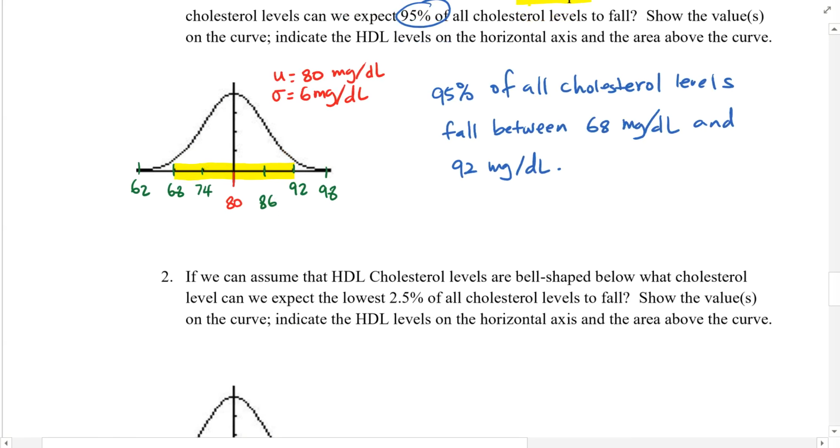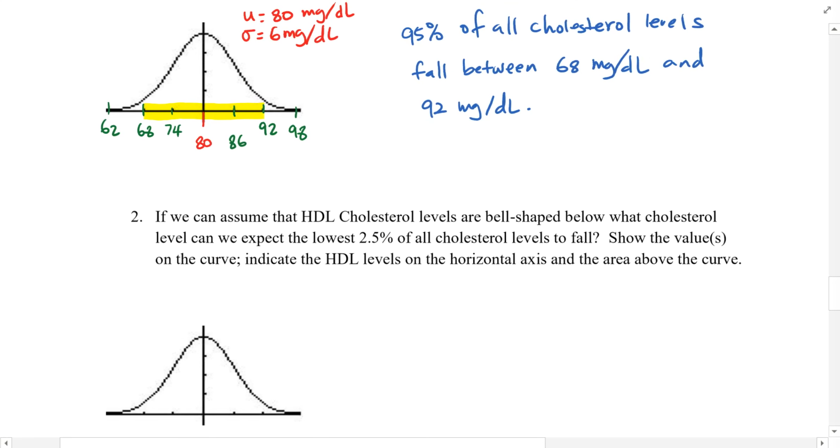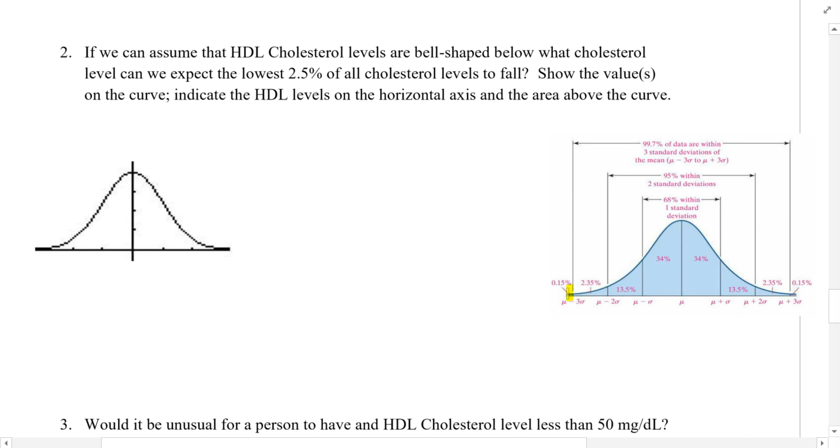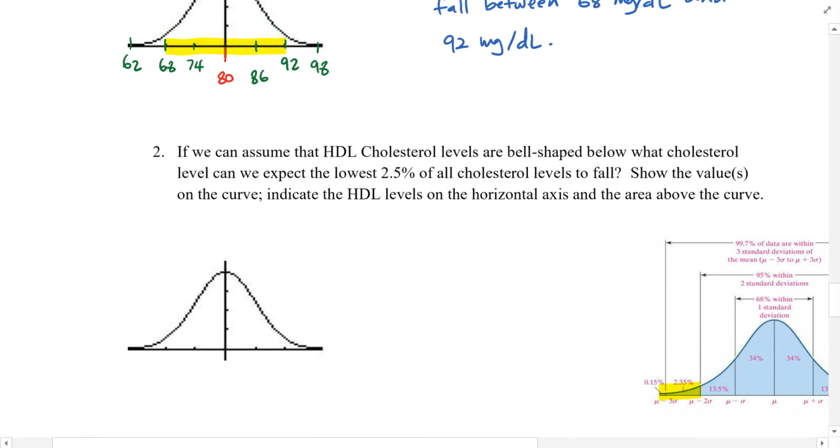Okay, let's look at number 2. Number 2 says we can assume the same condition. The question asks, if we assume that cholesterol level is still bell shaped, below what cholesterol level can we expect the lowest 2.5%? The lowest 2.5% means that I want from here all the way here. That's the bottom 2.5%. So I want the lowest 2.5. Okay, so according to my previous marking, I'm doing the same thing.